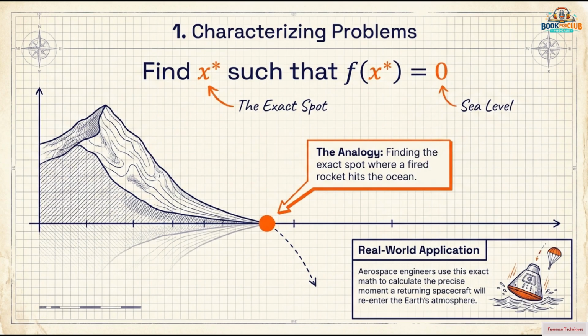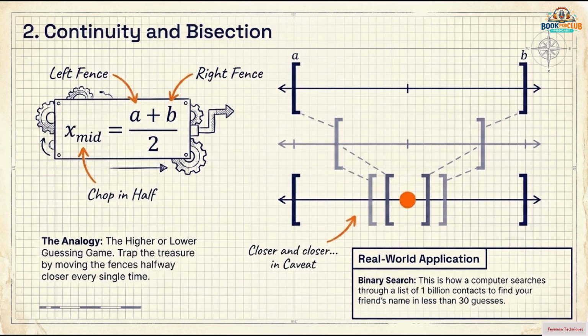It absolutely is. Okay, so we know what we're looking for, the rocket hitting the water. But how do we actually find that exact spot when we're staring at a massive mathematical landscape? Well, slide 2 gives us our first tool. It's built on a concept called continuity and bisection. And the math here, the formula, is x mid equals a plus b, all divided by 2. It's incredibly simple. It is. You're just taking 2 points, adding them together, and dividing by 2 to find the exact middle. So you're just chopping your search area in half. Exactly. It's the safest, most foolproof method possible.